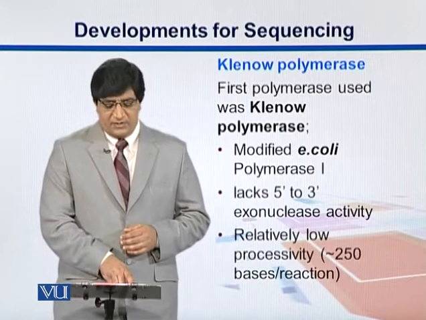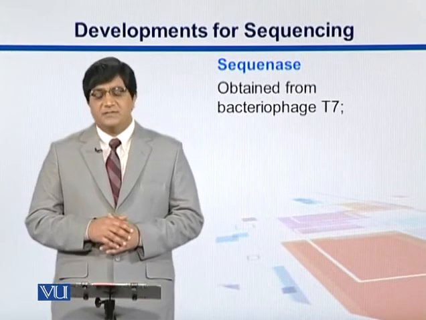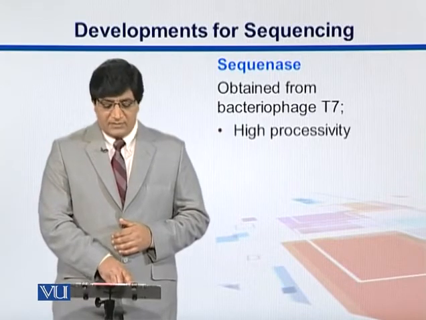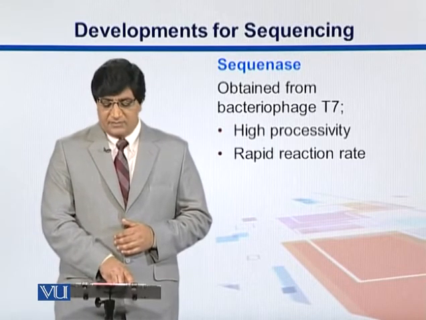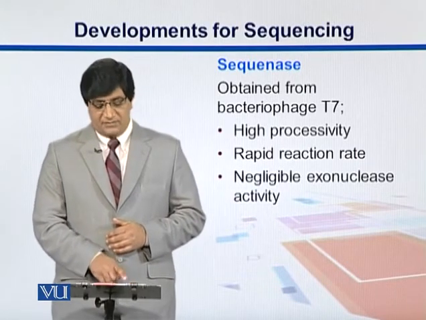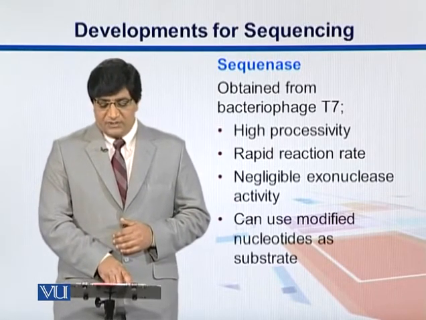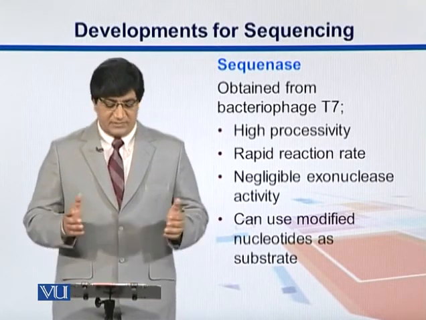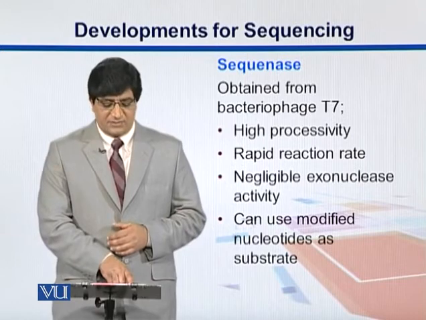So there is an improved one, that is Sequenase. It has been derived from bacteriophage T7, and it has high processivity, a rapid reaction rate, and negligible exonuclease activity. So we can also use modified nucleotides as a substrate during this sequencing process.